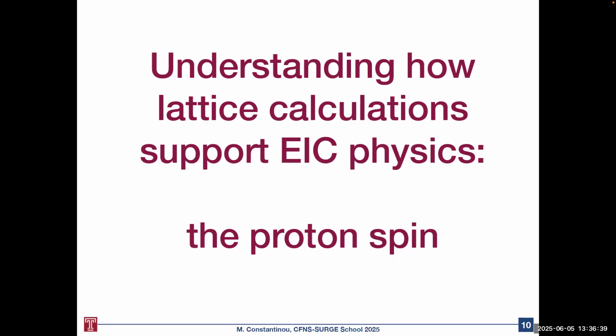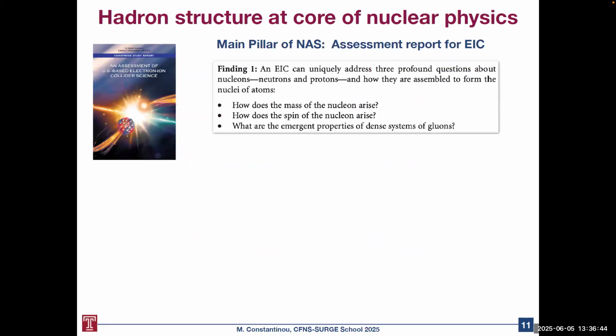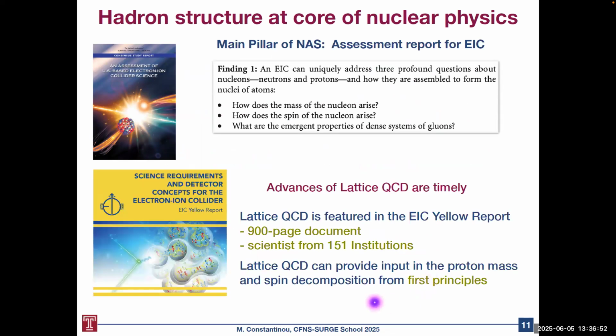Okay, so what can we do from the lattice that can help EIC science? The spin is one example. The mass is a different example. I'm not going to talk about that here, but all of this appeared in the assessment, the NSAC report for the National Academies of Science report for EIC in 2019, and they identified some priority questions such as the mass, the spin, the properties of dense systems, and hadron structure can address the first two of them.